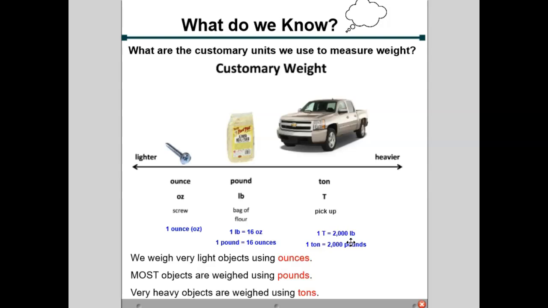Awesome, awesome job. You know that very light objects, we use ounces to measure the weight of those. Most objects in our daily life, we use pounds to measure the weight, such as humans. When we go to the doctor, we're measured in pounds, or animals, or furniture, or most of your books for school, or your backpack, or your desk. Those are all measured in pounds. Tons are used to measure very heavy objects. Any objects that weigh more than a car, we would use tons to measure because there are 2,000 pounds in a ton.